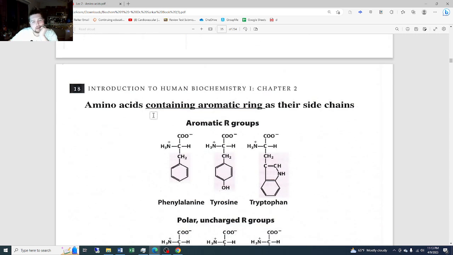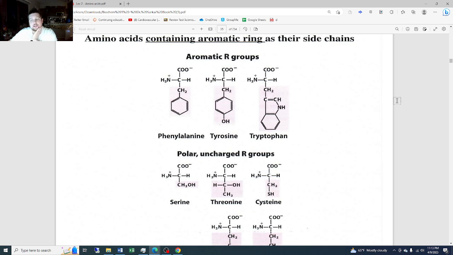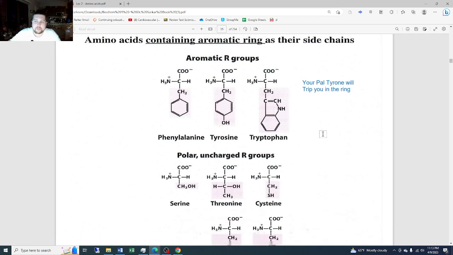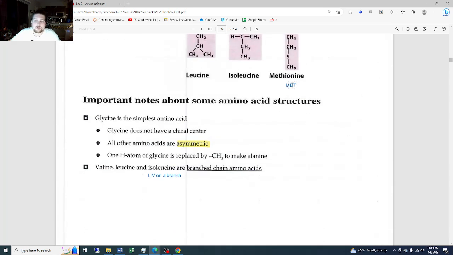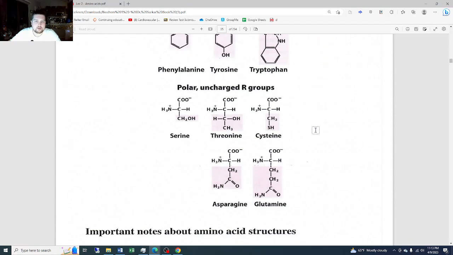Amino acids containing aromatic rings have ring structures as their side chains. To help remember this one: your pal Tyrone will trip you in the ring. Remember our aromatic rings. These might seem kind of silly, but honestly, this is how they're going to teach you for boards as well. If you can remember these, this is all free questions, free points on all of those tests. Live on a branch. Your pal Tyrone will trip you in the ring.